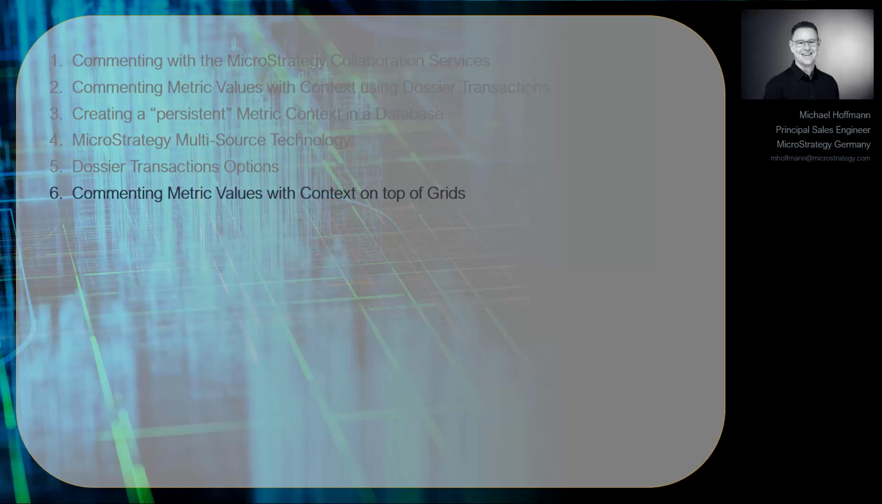So what will I show you? I'll show you first how we can comment metric values with context on top of grids, as I mentioned, using the Modern Grid. This is the, let's say, easy scenario. But then we will jump into a more challenging scenario. We want to comment metric values with context on top of graphs. So how can we achieve this?